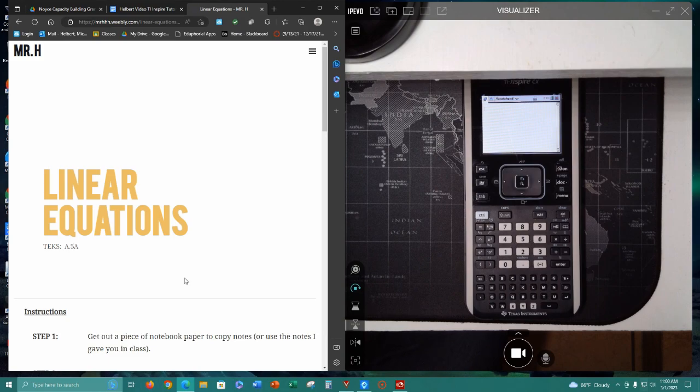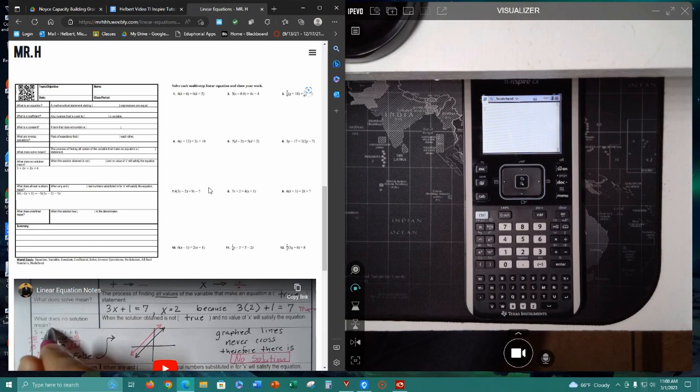Alright, today we're going to be using the TI Nspire calculator, and we're going to use its graphing function and table function in order to solve linear equations and evaluate them without the use of inverse operations. So let me show you what that looks like.